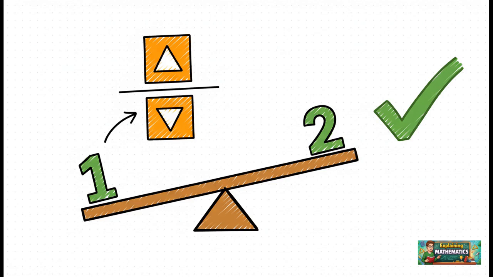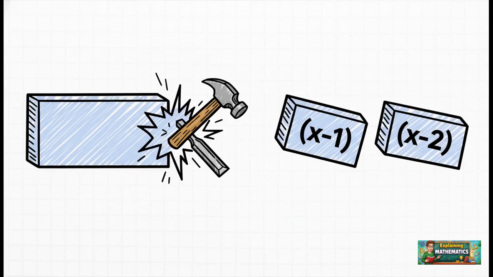This is a crucial first check, by the way. If the top were bigger, we'd have to do long division first. But hey, we can skip that here. Perfect. Step 2, let's factor that denominator.